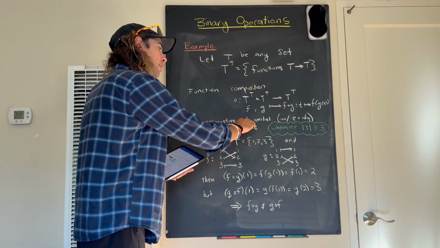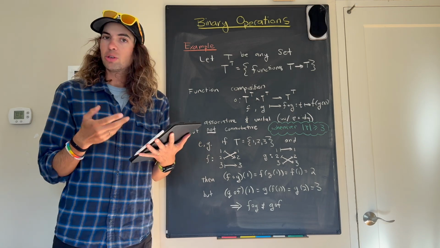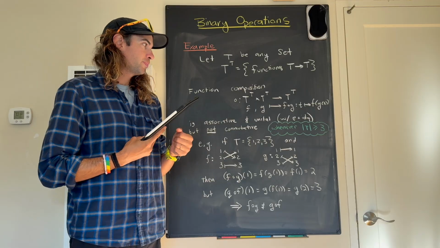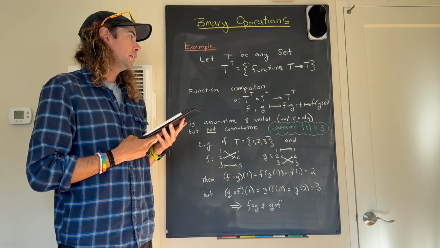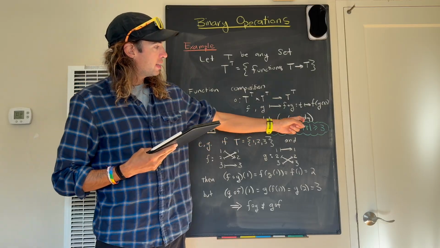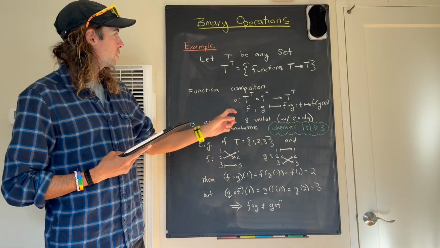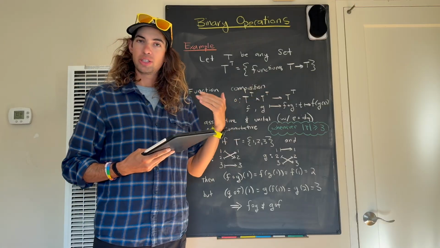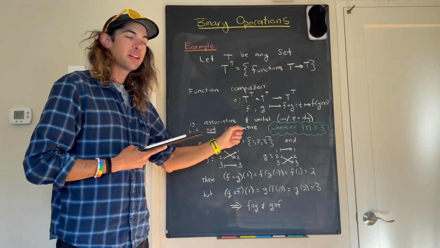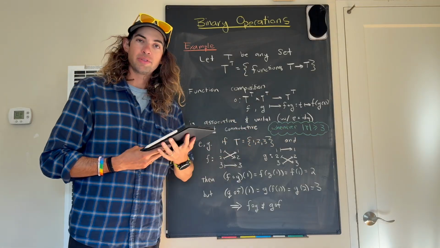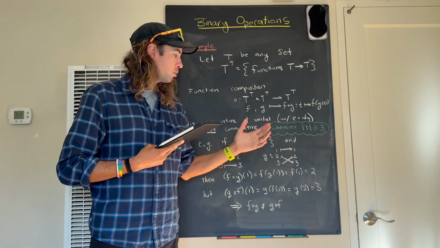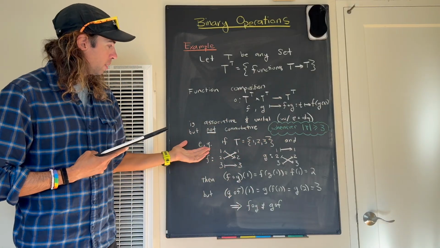It's associative and unital. Famously it's associative, and that's, I think, not that hard to check. And it's unital because the unit is the identity function on T, right? That's the function from T to T which just sends everything to itself. But it is not commutative whenever the size of T is greater than or equal to 3, for which we can use the following example.